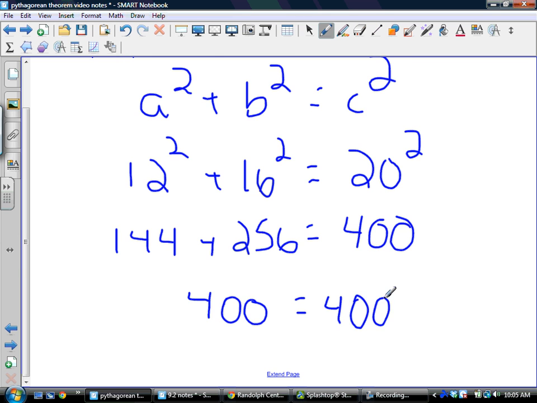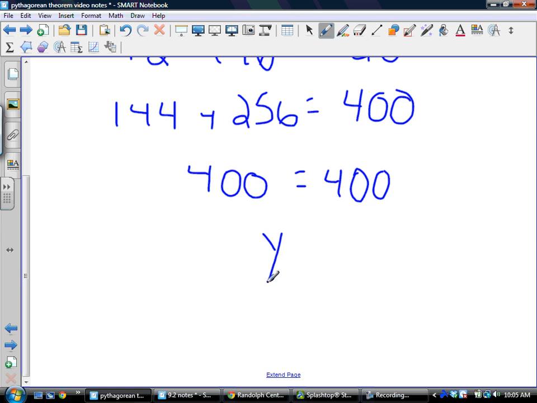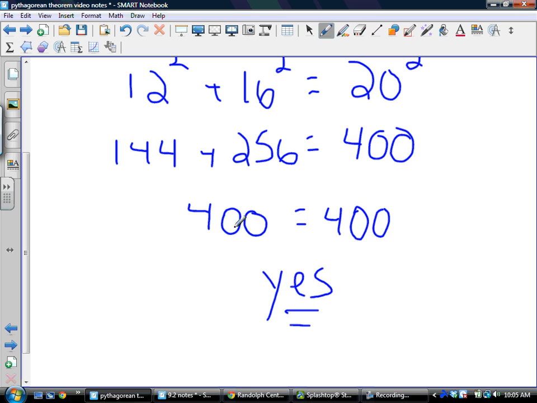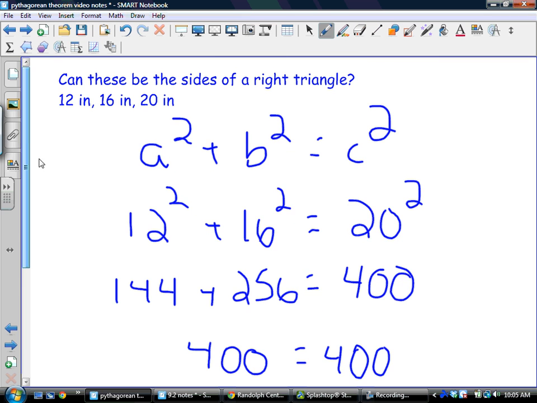So that tells me that, yes, 12, 16, and 20 could be the sides of a right triangle. If these two do not come out to be exactly the same, then the answer would be no, there's no way there can be a right triangle. And that's it. So that's how you can use Pythagorean Theorem to check those.